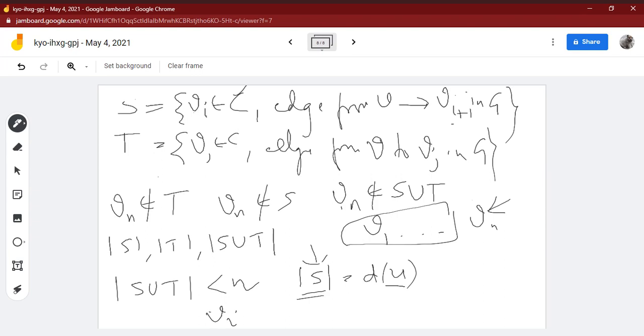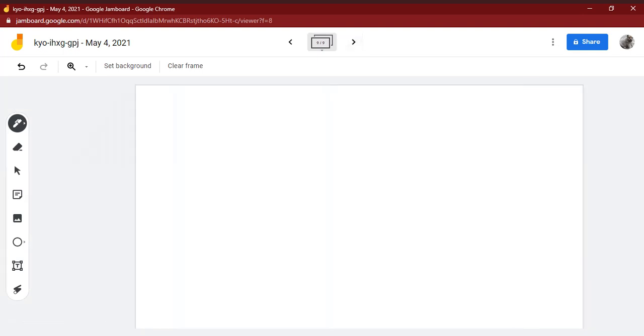Is that clear? Similarly, the number of elements in T means d(v), because if v connects to Vj, then this Vj belongs to T. That's why it is the degree of v. If v connects to Vj, that means Vj belongs to T. Understood? So this is our final calculation.